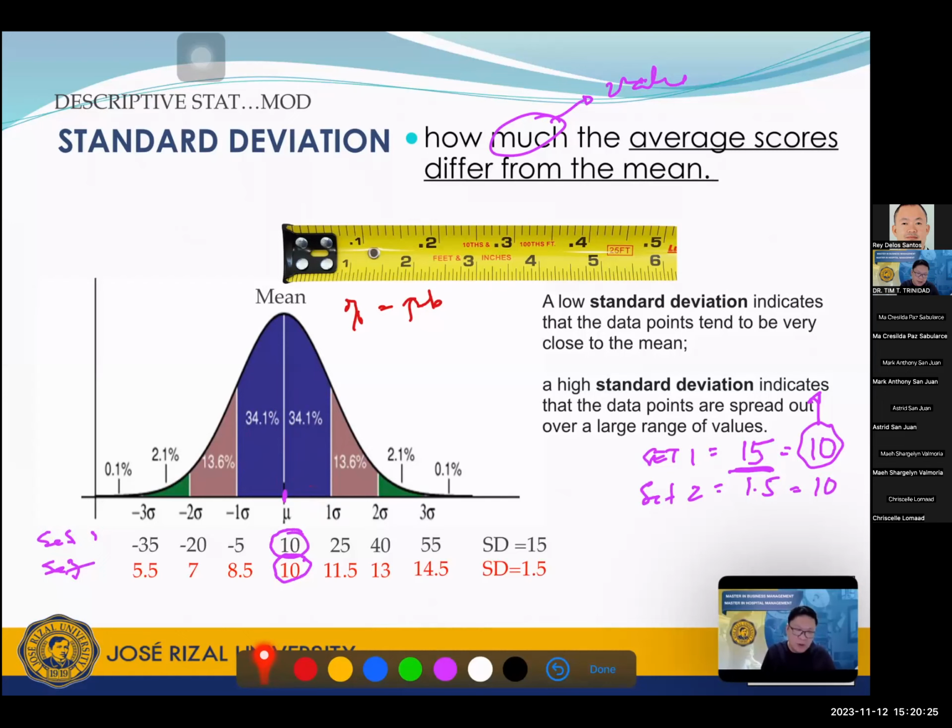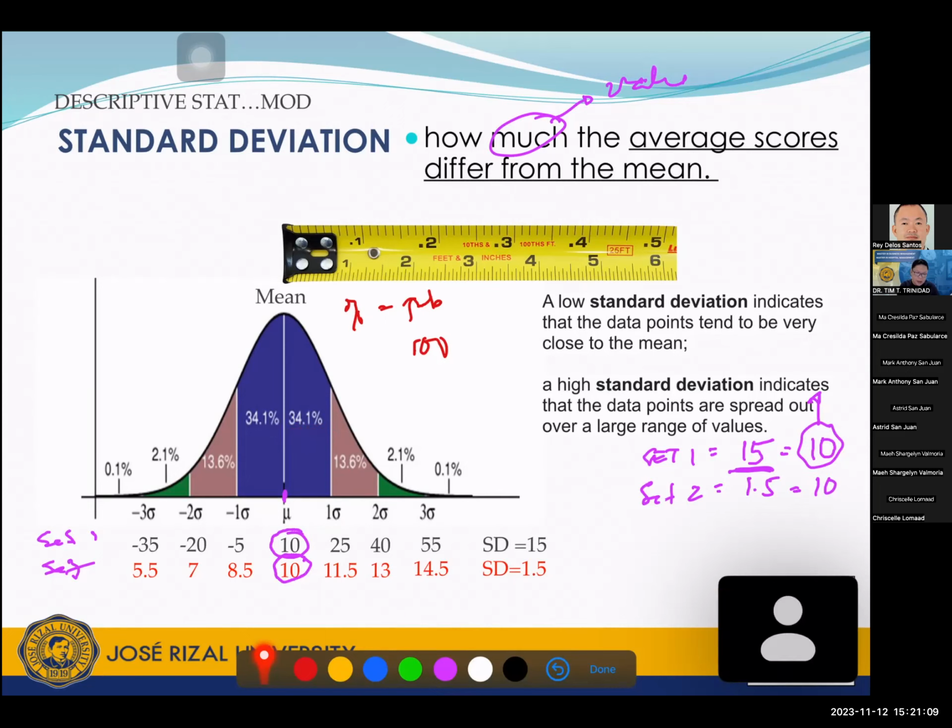Like for example, your class. Suppose you are 100 students in your class. The equivalent of a 1 standard deviation is 34% of the total population, or 34% of 100. So when I ask you, what is the equivalent percentage under the curve of a 1 standard deviation? This is fixed. What will be the value?